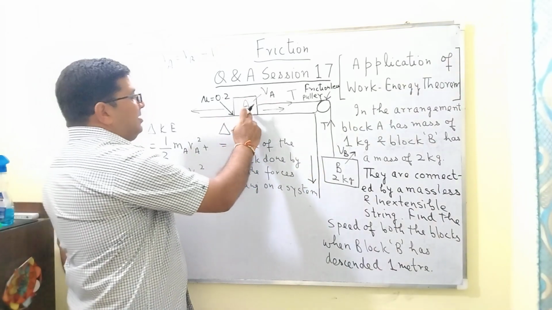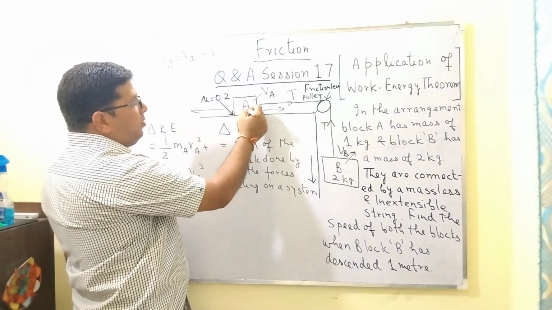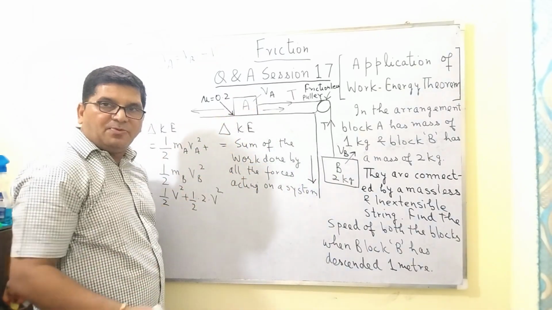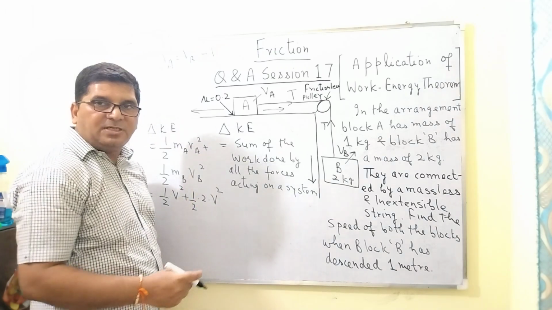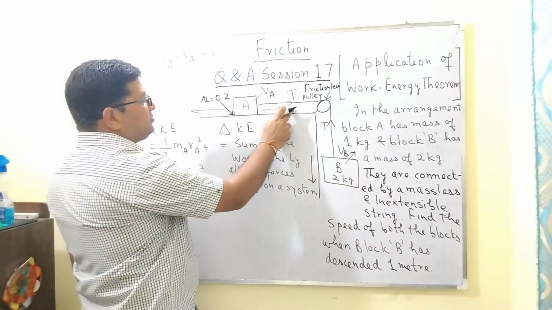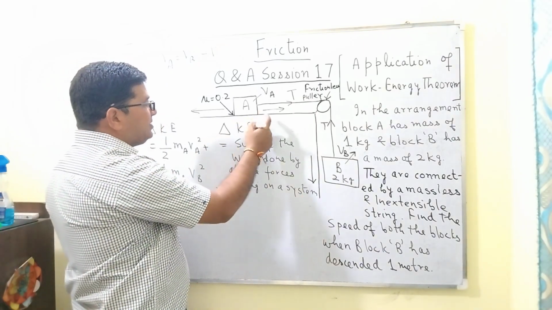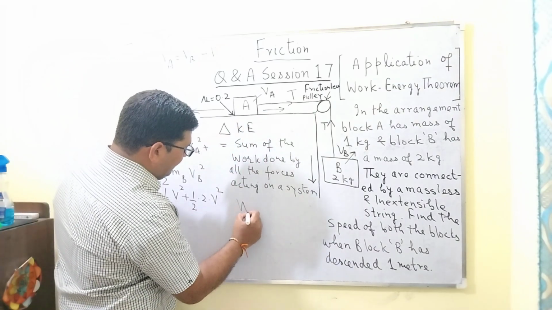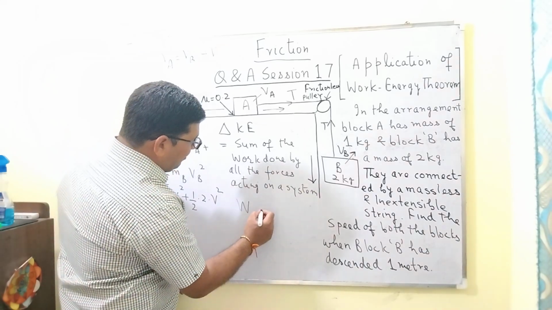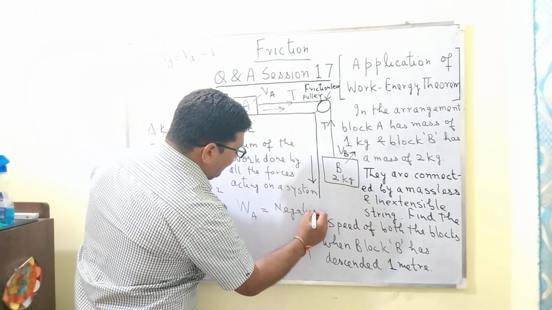So here the work will be done. In this case, the block A is being subjected to the frictional force which is acting in the backward direction. So here the direction of the force and the direction of the displacement are opposite to each other. So the work done will be taken negative. That is, the work done for the block A will be negative, and for the block B.